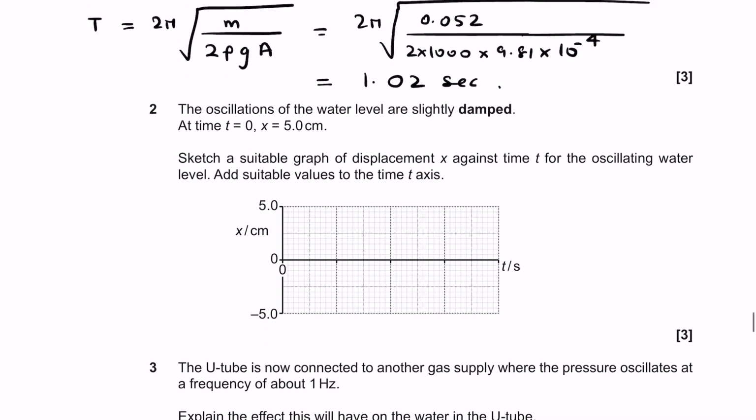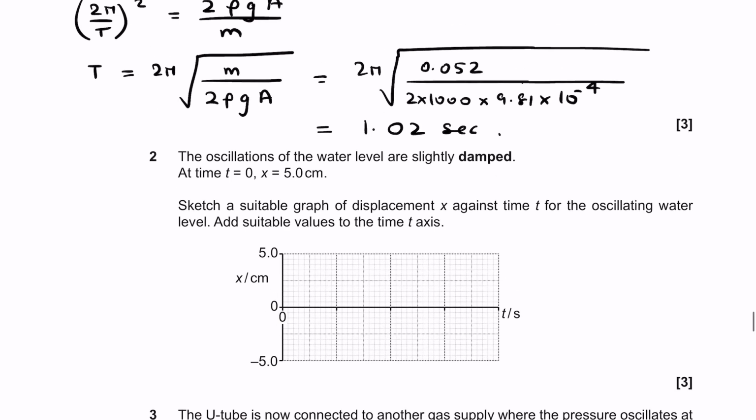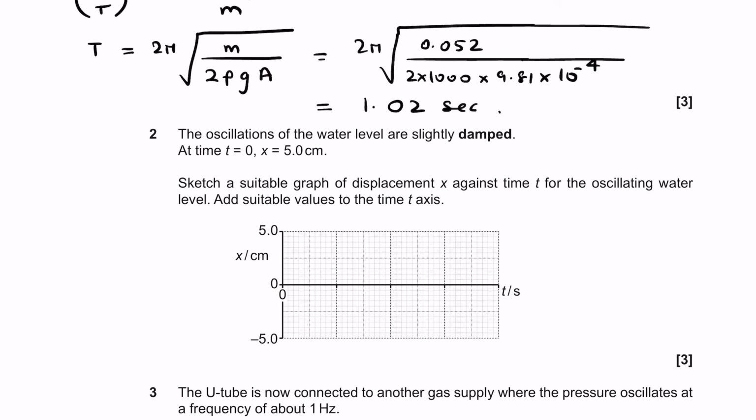Let's see question number 2, part 2. The oscillations of the water level are slightly damped, meaning that they are experiencing some resistance, and so the amplitude is not going to be the same. At time t equals 0, x is 5 centimeters. Sketch a suitable graph of the displacement x against time for the oscillating water level, with suitable values on the time axis. We know that the time period is about 1 second.